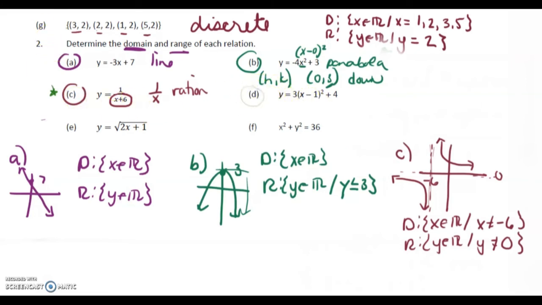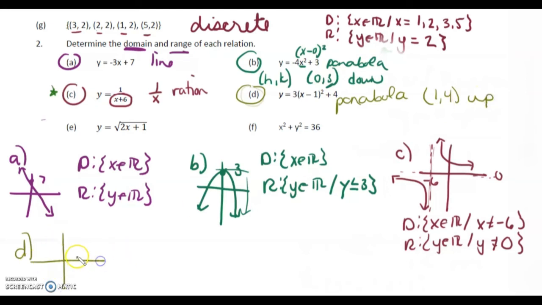All right, D. That's better. D, again, a parabola, and the vertex is at (1, 4), and it opens up. Okay, so the parabola vertex is (1, 4). Let's just plot the vertex there, and it opens up.